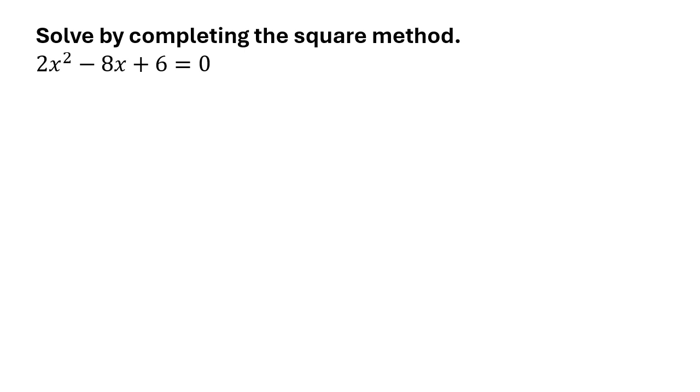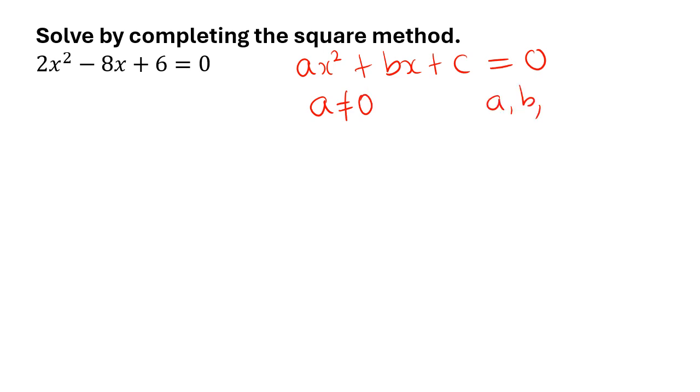The first thing I'm going to do here is remind you that the standard form of any quadratic equation is ax squared plus bx plus c equals 0. But then we say that a cannot be 0. We know that a, b, c must be real numbers. So a, b, c are members of the real numbers. This is just a matter of notation, so don't worry too much about that.